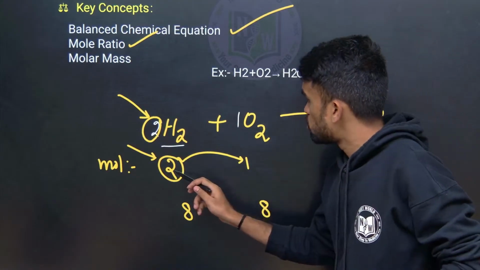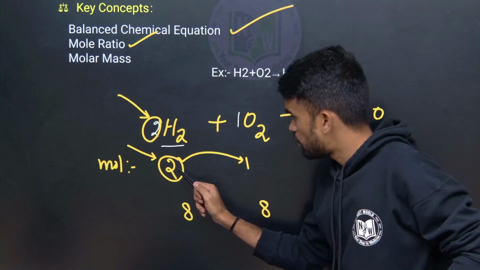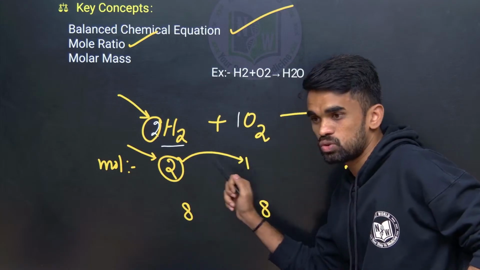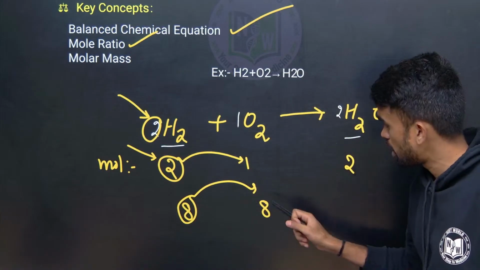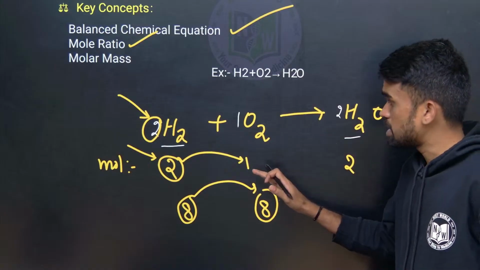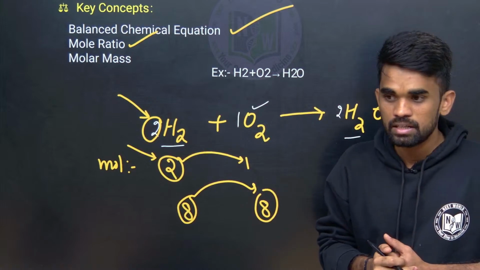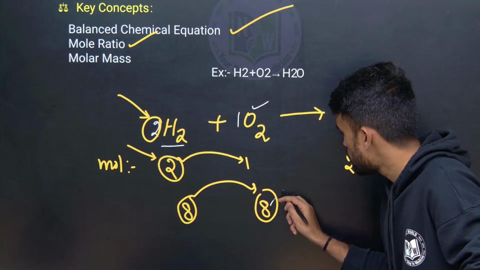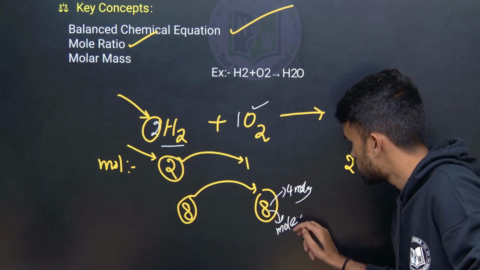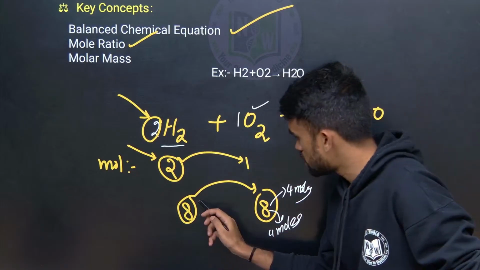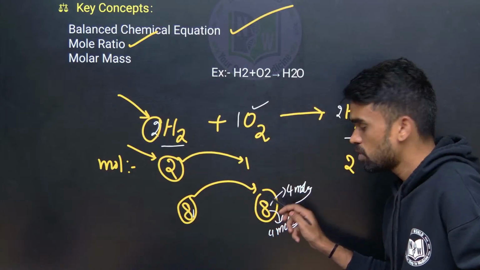For every 2 moles of hydrogen, how many moles of oxygen are required? 1 mole. It means half of this. For 8 moles, how much is required? 4 is enough, but we have 8. So this is more than our requirement, and we can call it the excess reagent. How much did we require? We just required 4 moles, and the remaining 4 moles remain unreacted. Out of these 8 moles, for every 2 moles we require 1, so for 8 only 4 is reacting.